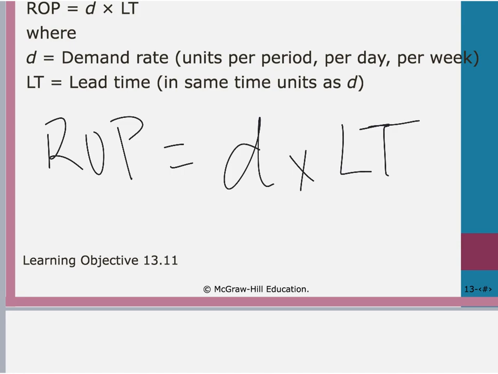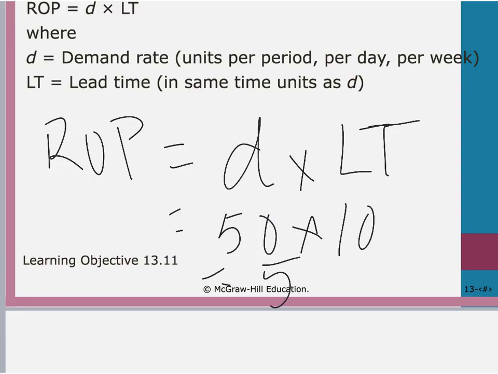So if my demand rate is, let's say, 50 per day, and it takes me 10 days to replenish my inventory, my reorder point is 500 units. Because it's going to take me 10 days to get new inventory, and I sell 50 per day, when I hit 500, it triggers an order. Then it will take me 10 days to get whatever my EOQ quantity is.